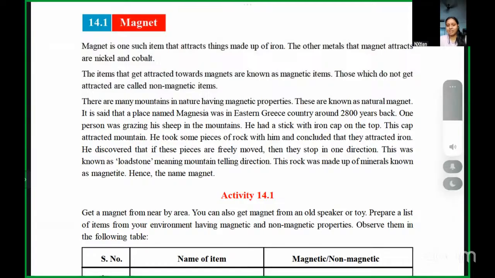What my brother used to do when he was young is, whenever a toy stopped working, maybe a remote control car or something, he used to disassemble it, open it, take the magnet out, and play with the magnet.